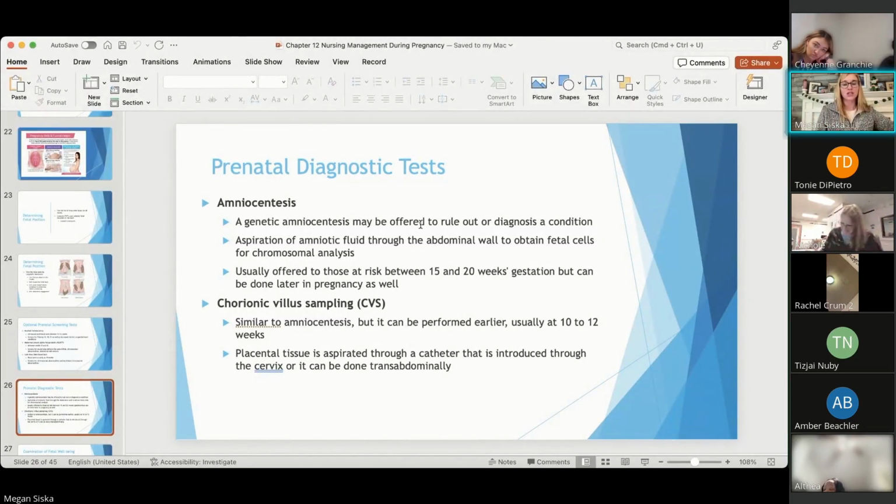So our diagnostic tests, so if you've had one of those screening tests and it came back abnormal, here are some follow-up tests that can be done. One of them is an amniocentesis. So some of you may be familiar with an amniocentesis. That's where they take that long needle and they put it through the abdomen of a pregnant woman, and they actually get a sample of the amniotic fluid, which would contain fetal cells and fetal DNA, to be able to do a chromosomal analysis and actually diagnose a certain condition.